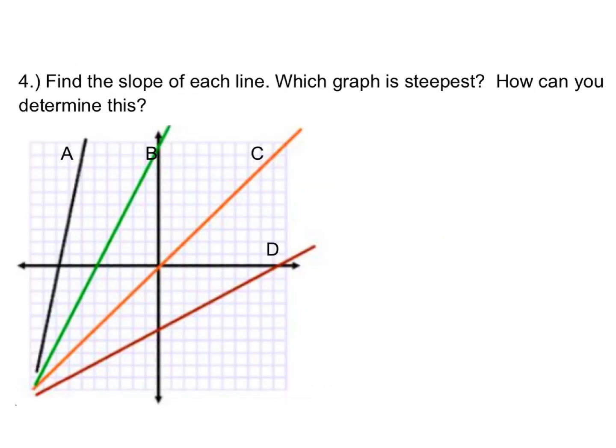Find the slope of each line. Which graph is the steepest, and how can you determine this? Well, first of all, I'm looking at all 4 lines, and they are all increasing, so they're all positive. I do know that. Now, to find the slope of a line from a graph, we make a slope triangle.